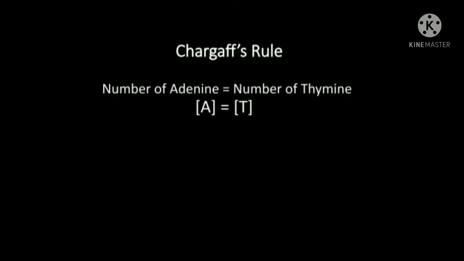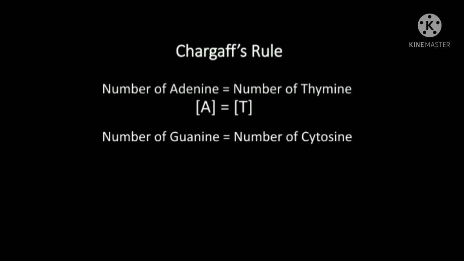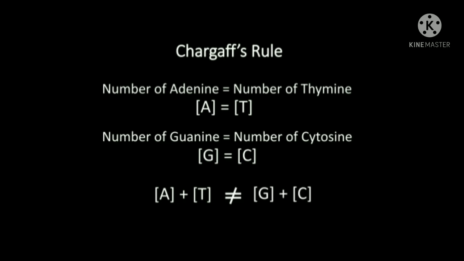The number of adenine is always equal to the number of thymine, and the number of guanine is equal to the number of cytosine. But the sum of adenine and thymine is not equal to the sum of guanine and cytosine. This is called Chargaff's rule.